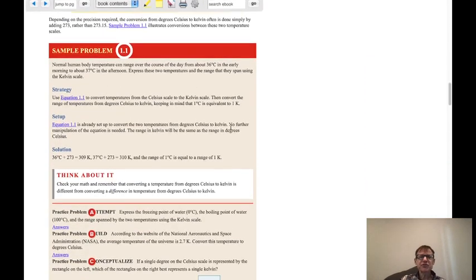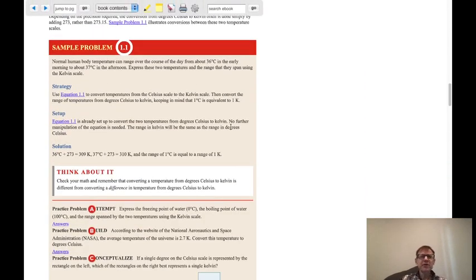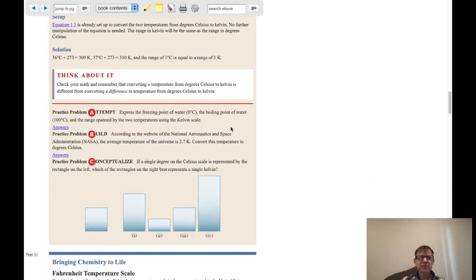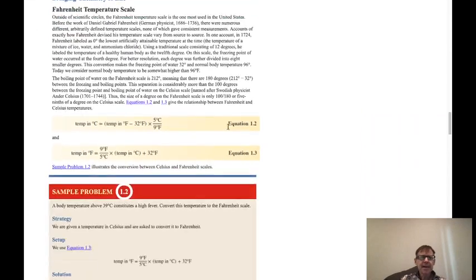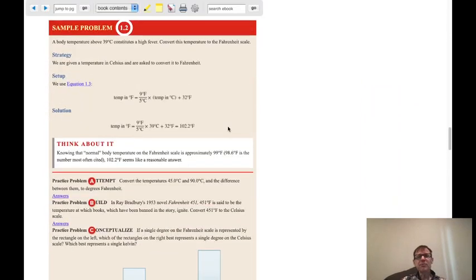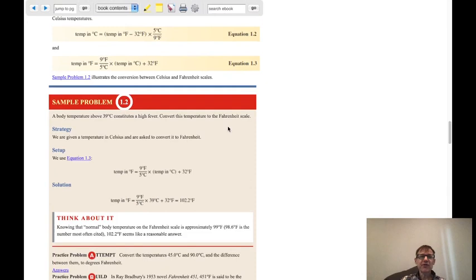And then you see your first sample problem here, 1.1. As I said in the earlier videos and in the syllabus, make sure that you do the sample problems, make sure that you do the practice problems. The answers are shown here. I recommend getting a composition book, again from Dollar Tree, something like that. Don't spend more than $1, and just do all your problems in a composition book or a binder or something like that. Okay. And then there is another sample problem going from Celsius to Fahrenheit.